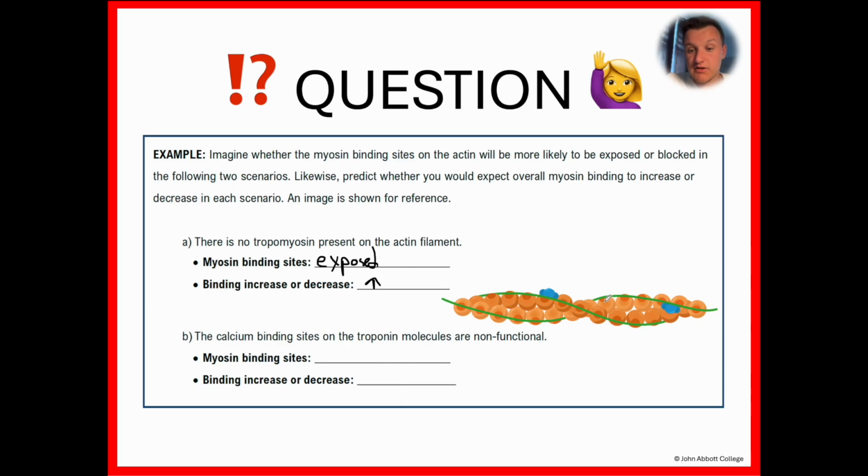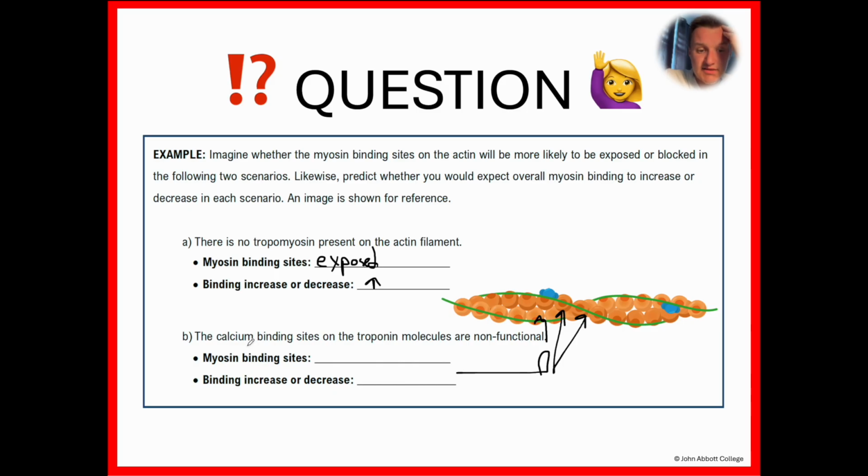This is our little actin filament. This myosin filament, if this green was not there, it would very likely bind onto these little active sites, right? Because now we have them present. So this would increase the amount of binding.